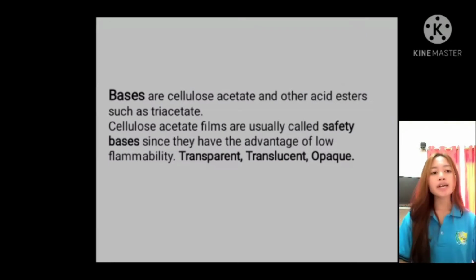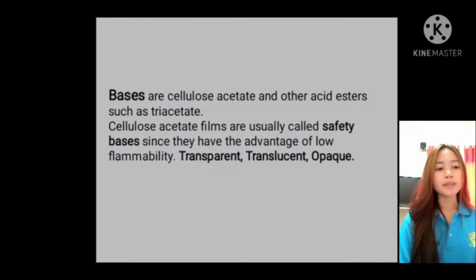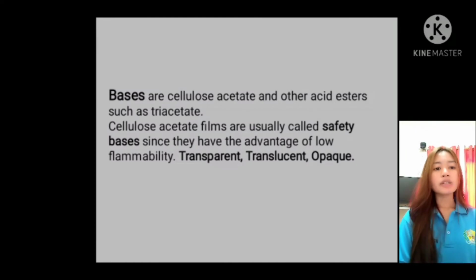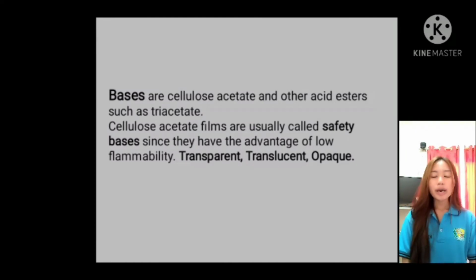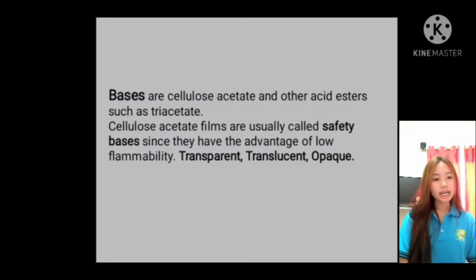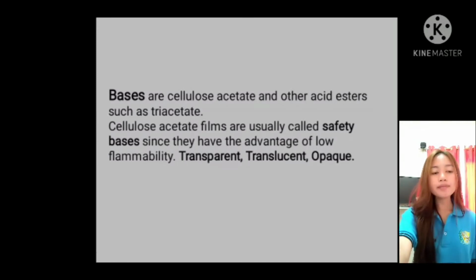Bases. Bases are cellulose acetate and other acid esters such as triacetate. Ang cellulose acetate ay yung chemical na ginagamit para ma-develop yung image. May iba pa ang chemical kagaya ng transparent, translucent, and opaque. Yun yung mga ginagamit para mag-develop ng image kasi mas mababa yung flammability nila.